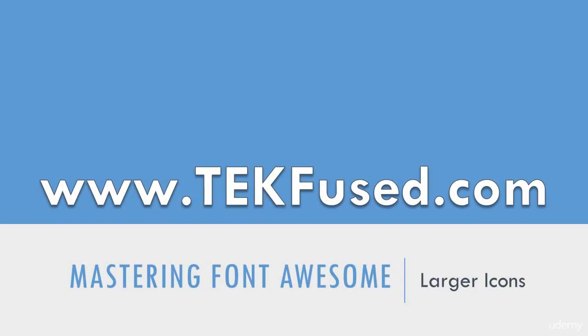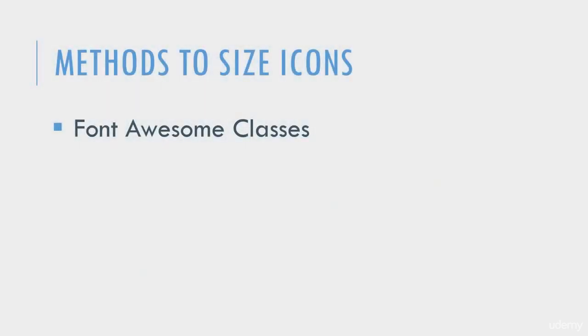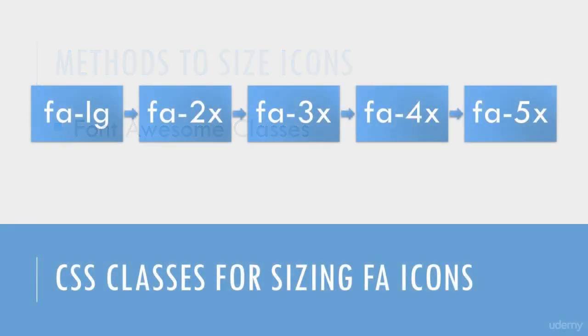Welcome back. In this lecture, we're going to learn how to change the size of our icons. Let's go. There are a few ways to modify the size of the icons. The first way we'll talk about is using one of the Font Awesome classes. These Font Awesome classes size the icons relative to the size of their container. fa-lg gives the icon a 33% boost, while fa-2x is 2 times, fa-3x 3 times, and so forth.